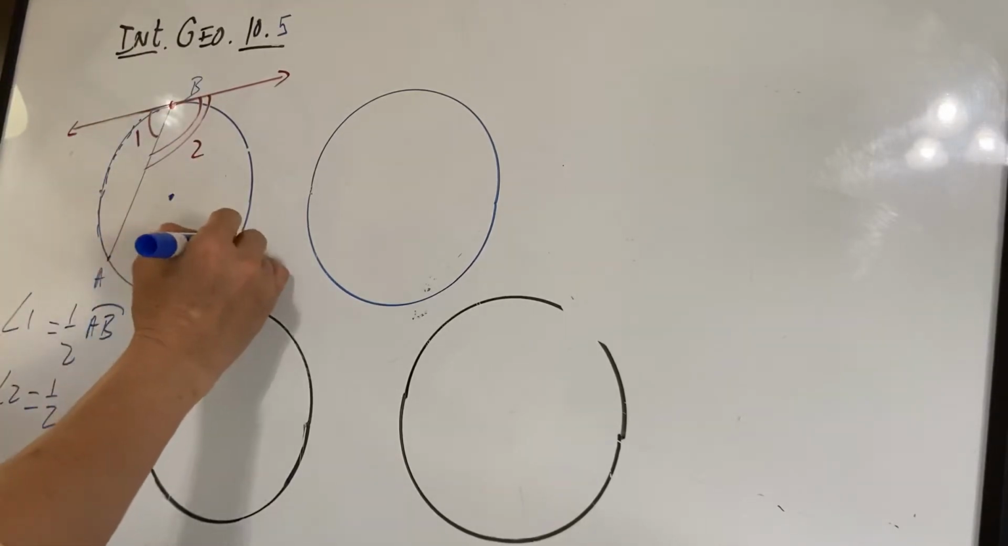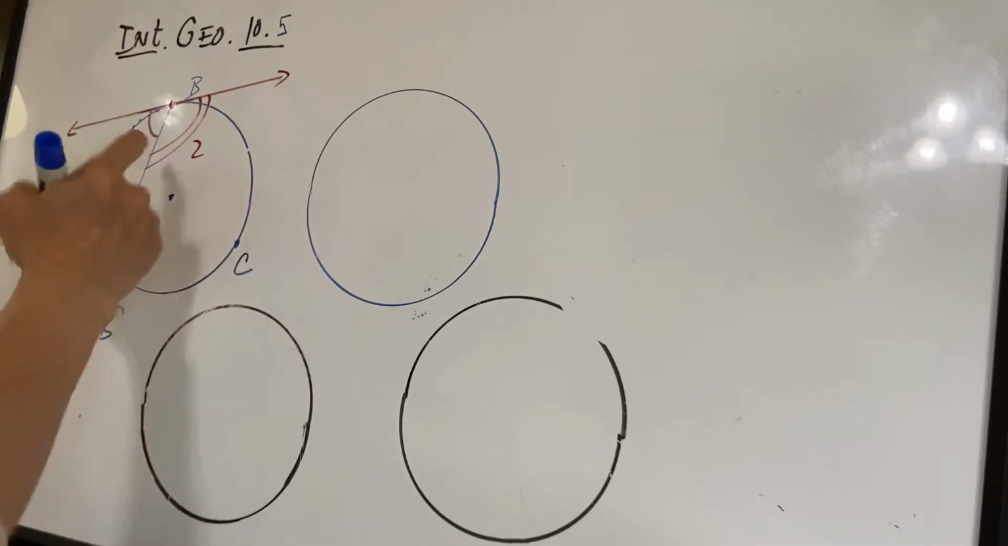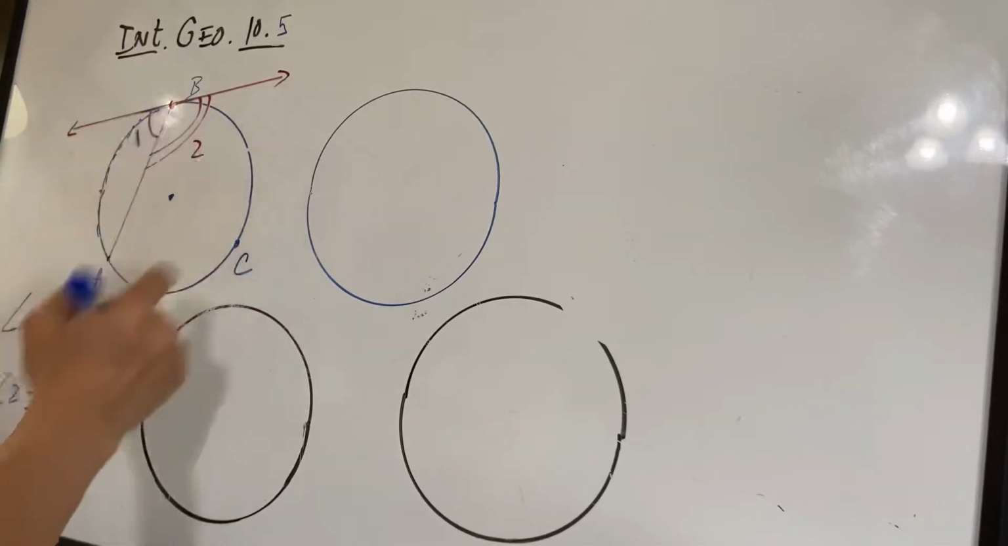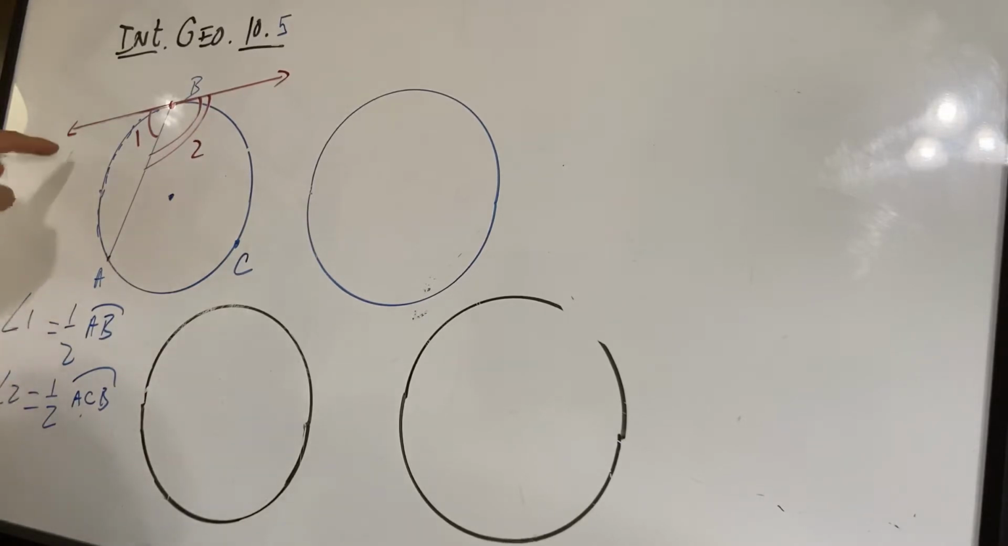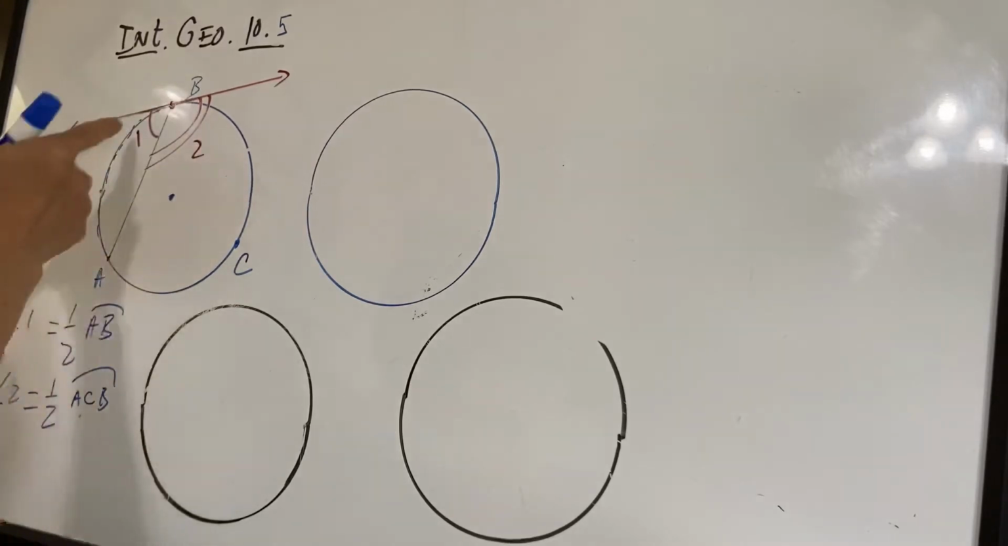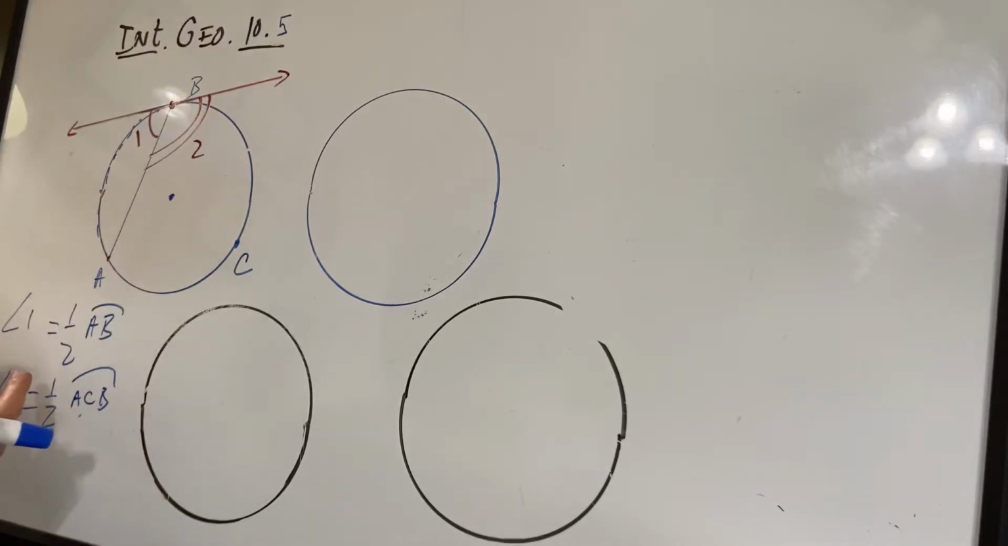Okay, let's put a point C right here, so that you can differentiate the minor arc and the major arc, which is arc ACB. That's it, guys. That is the relationship between the angle that is made up by the tangent line and the chord at the point of tangency. And that's how the angle is relating to the circle. Okay, got it?